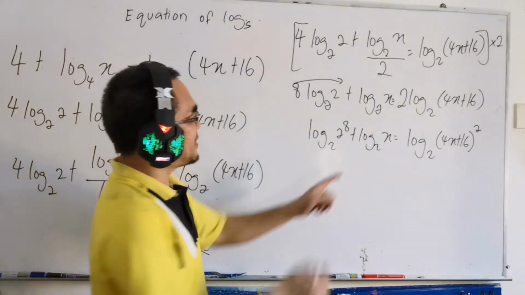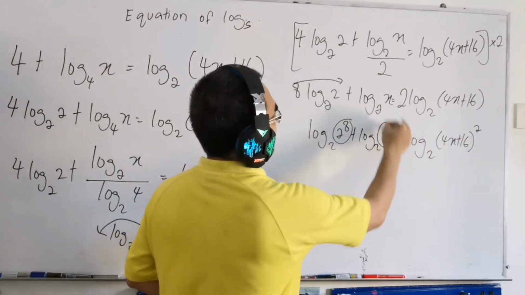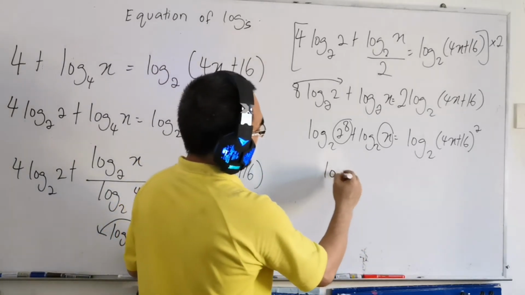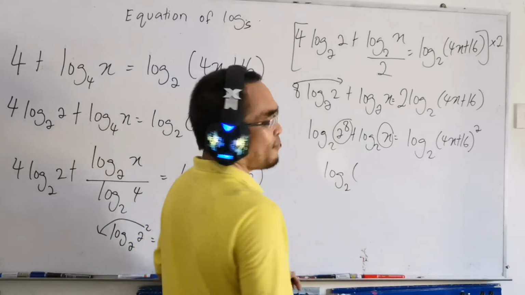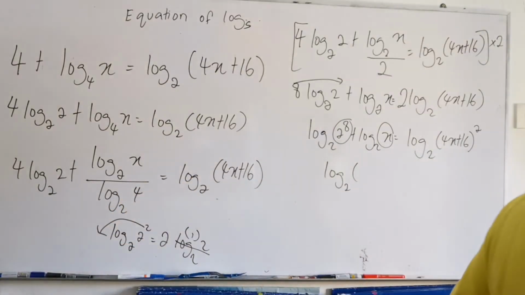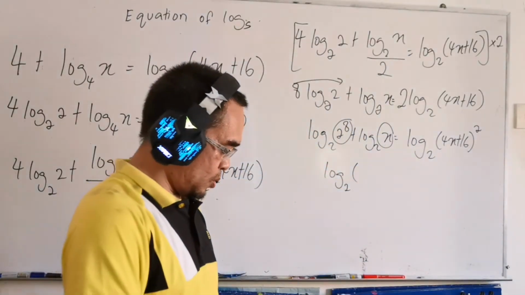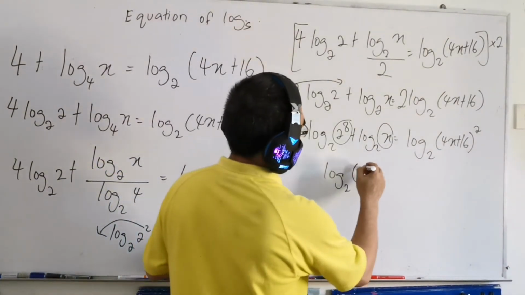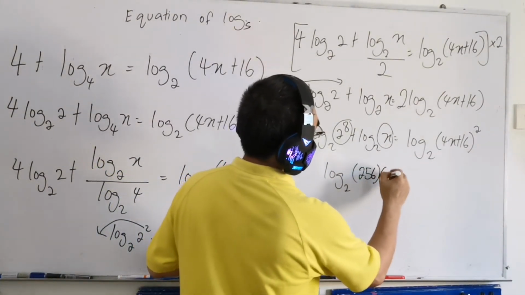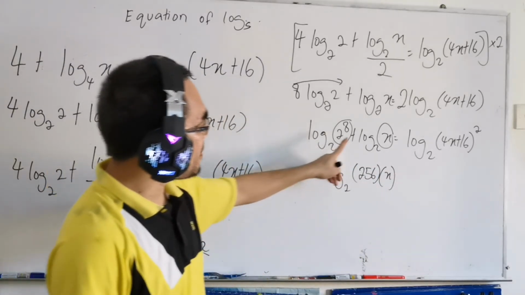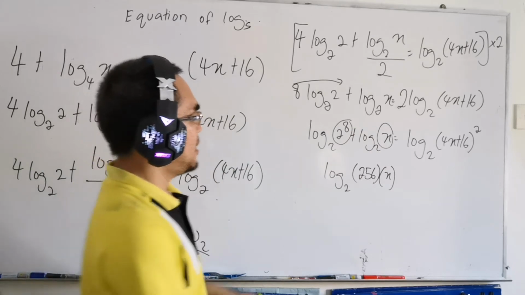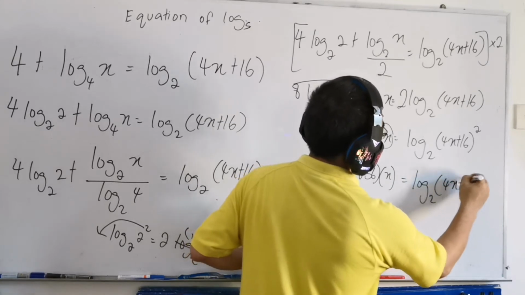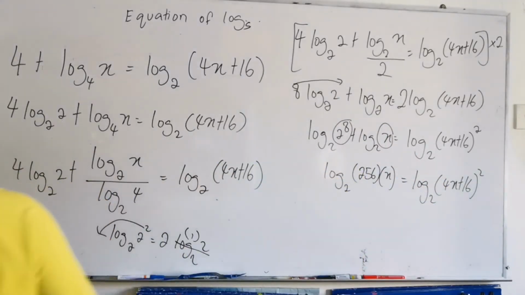Now we can combine these numbers: log plus log becomes log 2 to the power of 8. What is the value of 2 to the power of 8? 2 to the power of 8 will be 256. So 256 times x. Log plus log, the numbers multiply. Now we have log 2 of 4x plus 16 to the power of 2.